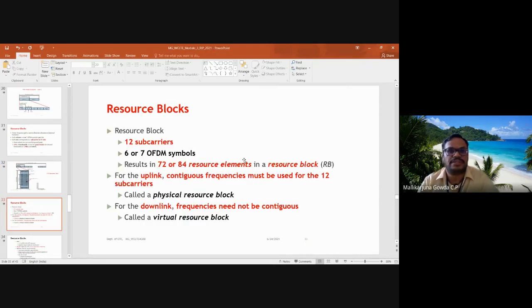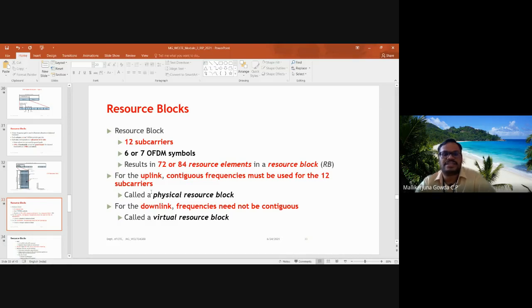As I said, a resource block will have 12 subcarriers and 6 or 7 OFDM symbols, depending on whether it is normal CP or extended CP. For normal CP it is 7 OFDM symbols, for extended CP it is 6 OFDM symbols. With that, we can say how many resource elements there will be. If I take 6 OFDM symbols and 12 subcarriers, 12 into 6 is 72 resource elements in one resource block. If it is 7, 12 sevens are 84, so there will be 84 resource elements in the resource block.